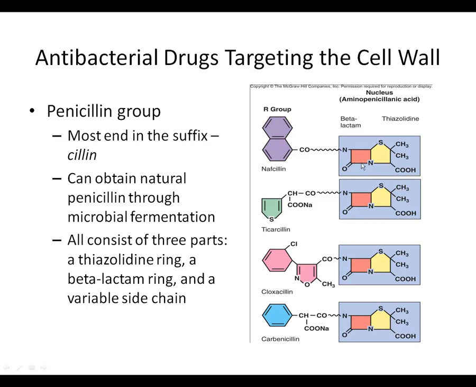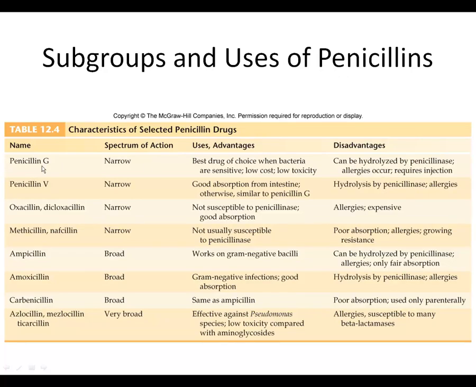A good number of our bacteria that have become penicillin resistant are resistant because they have the ability to break this beta-lactam ring. When they break this ring, it essentially cuts the molecule in half, and now it becomes completely non-functional. Here are a number of different penicillins. You've got penicillin G, penicillin V, oxacillin, methicillin, ampicillin, amoxicillin, carbenicillin, and a number of other ones here.